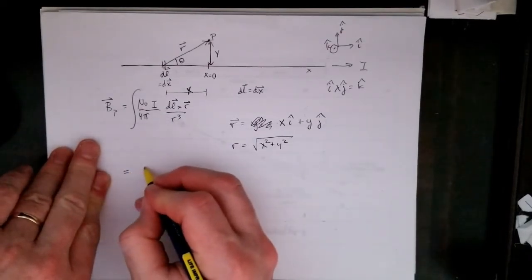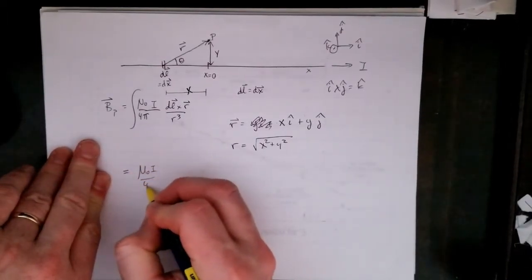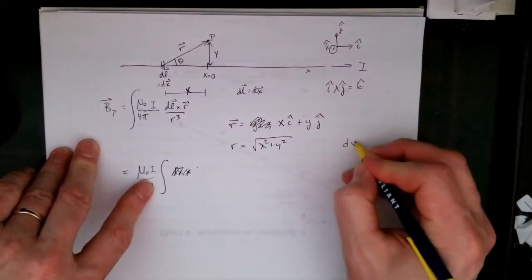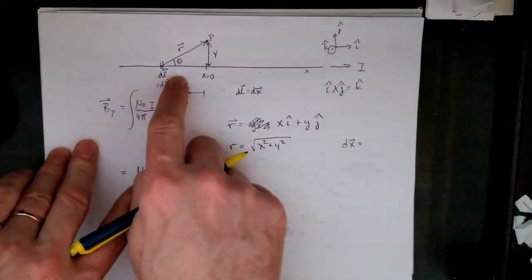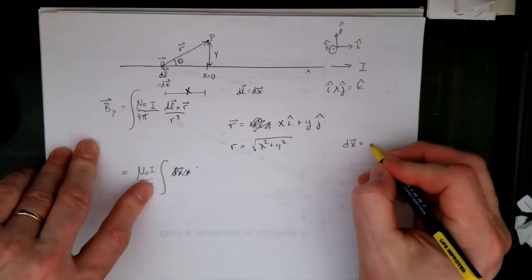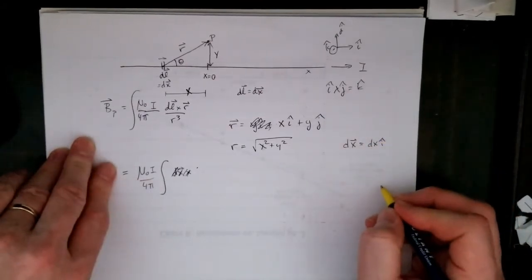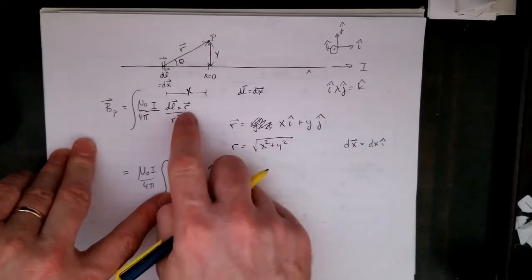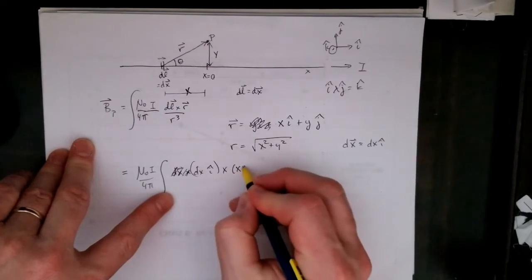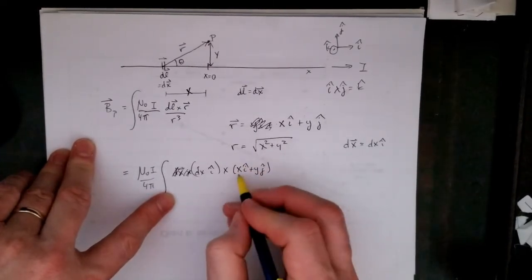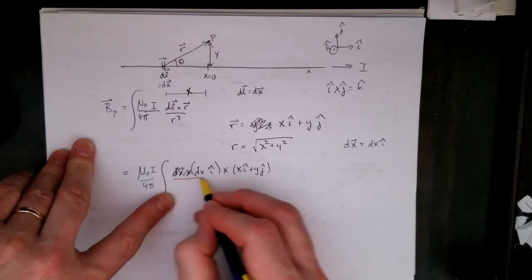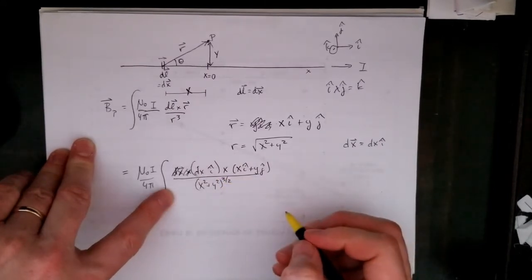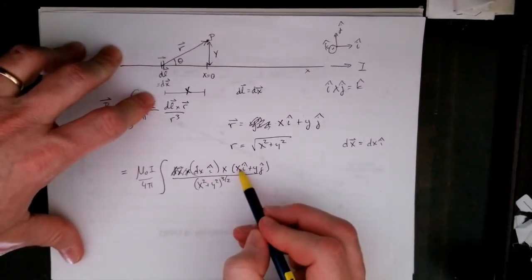So if we come back over here, pulling the constants out, we have mu naught I over 4 pi times the integral of dx, which is a differential going that way. So that is just regular dx in the i hat direction. So this becomes dx in the i hat direction cross r, which is x i hat plus y j hat, over x squared plus y squared to the 3/2. I know that i cross i is 0, so that drops out.